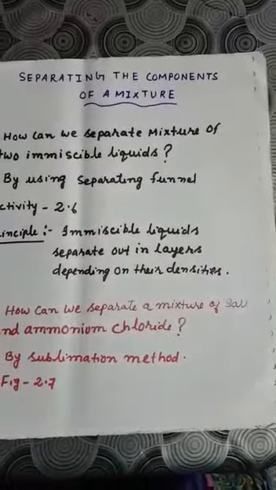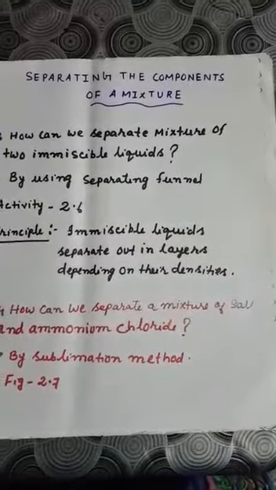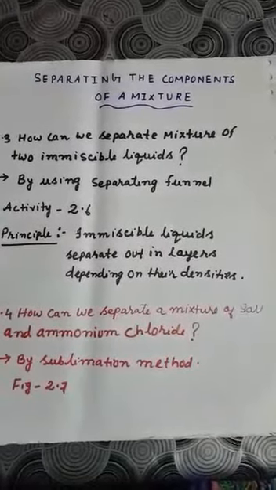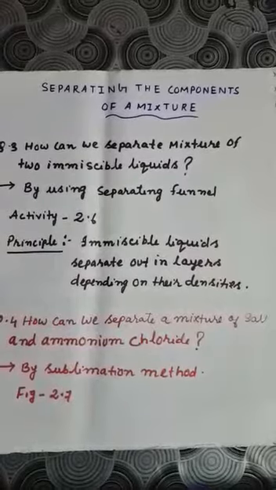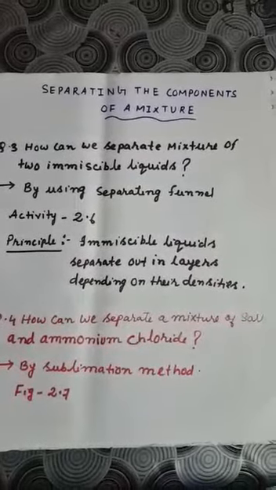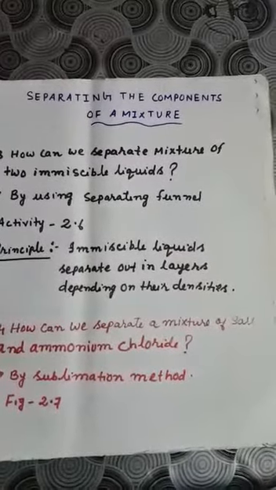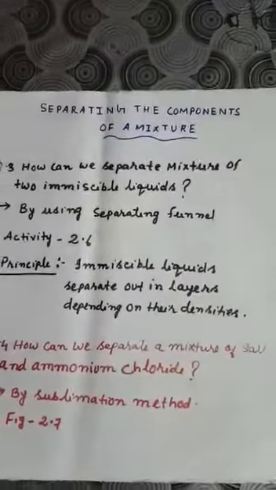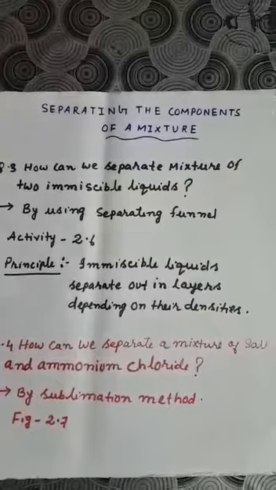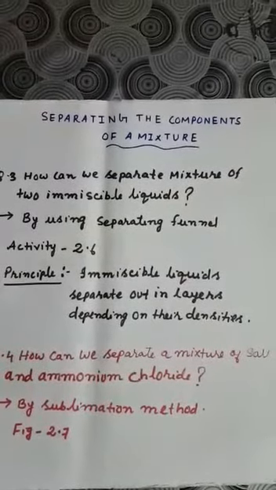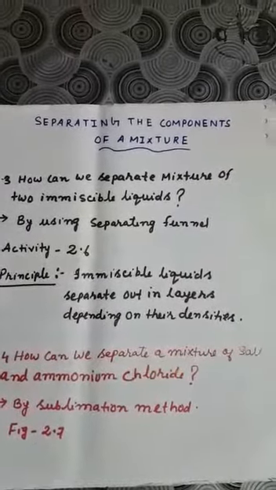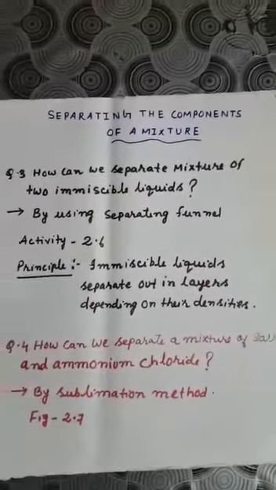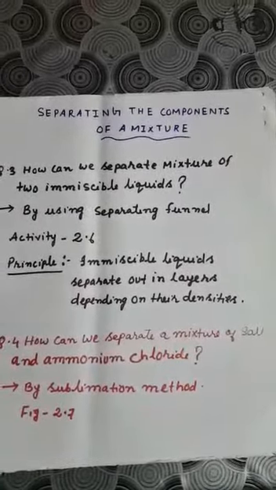Now we have to open the stopcock and pour out the lower layer where the water is present, very carefully and slowly. Why? Because we will separate only the water into another beaker and we will keep the kerosene oil in the separating funnel. Am I clear? After separating the water, we will again close the stopcock. In this way, we can separate two immiscible liquids having different densities.